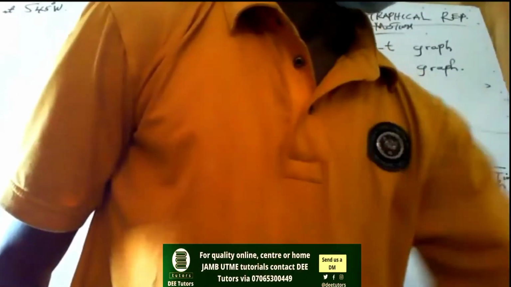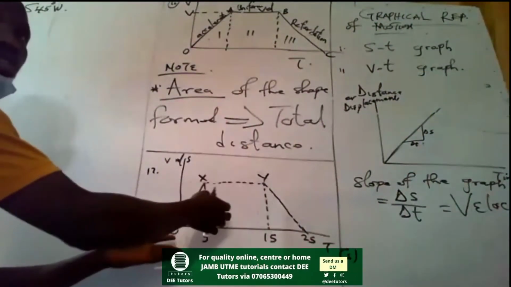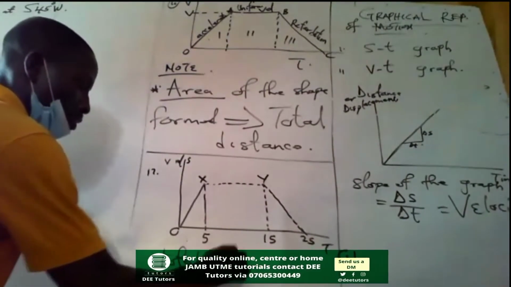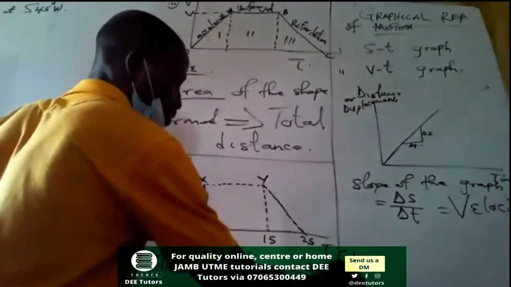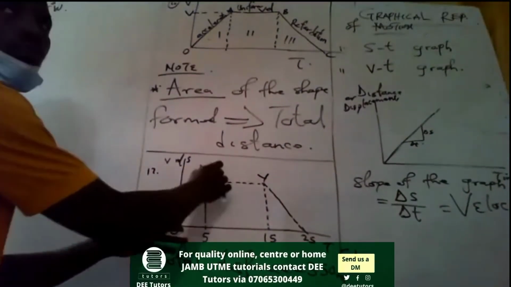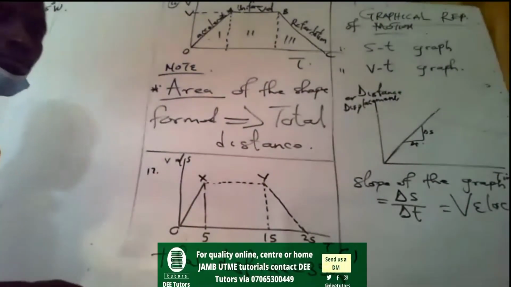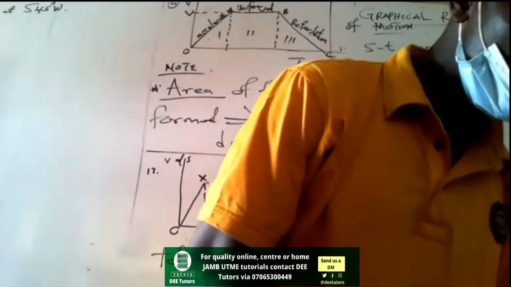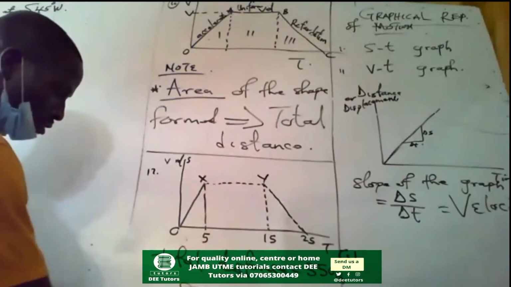What do you do? So we have been given what we just need. We have been given the total distance. Total distance covered is 350 meters. We want to find acceleration in this region OX. So look at it. Solution.